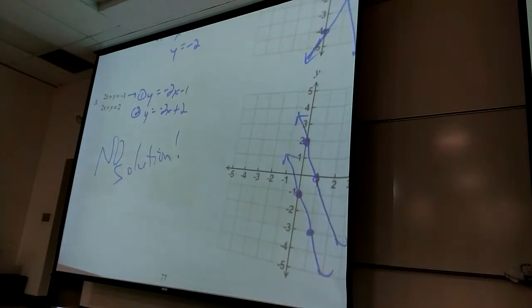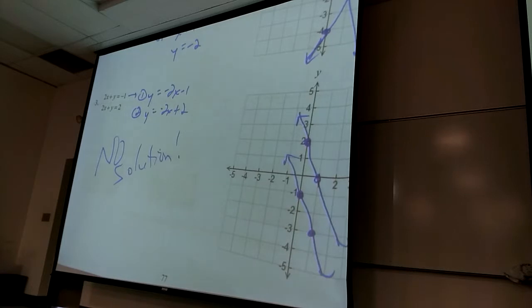So just think about it. There are three things that could happen. The most common thing is they meet at one point. Or they could be parallel, so there's no answer. Or they could actually be the same line.